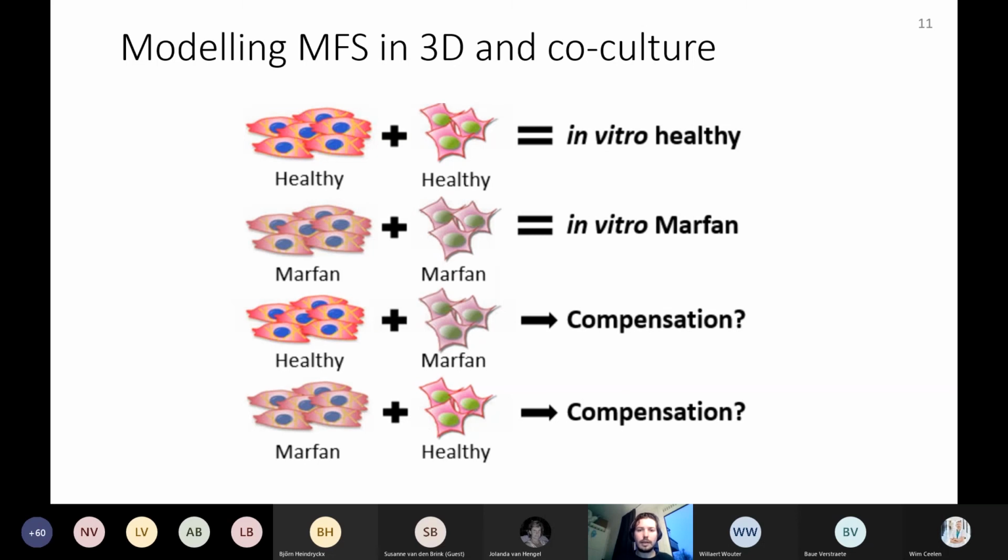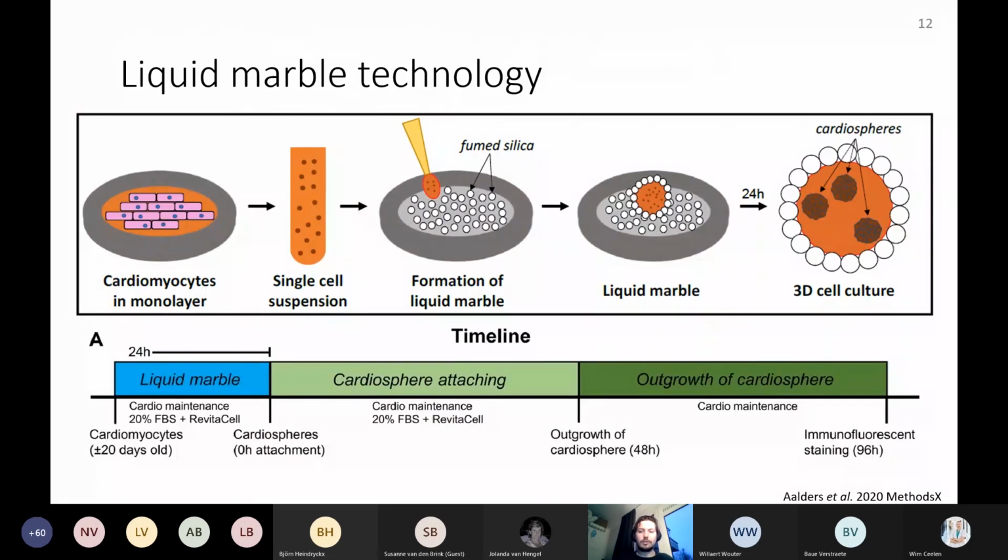As mentioned previously, everything is done in 2D. Co-culturing can be performed in 2D as well, but we also want to extend now into 3D. That's why last year we published a proof of concept paper using liquid marble technology.